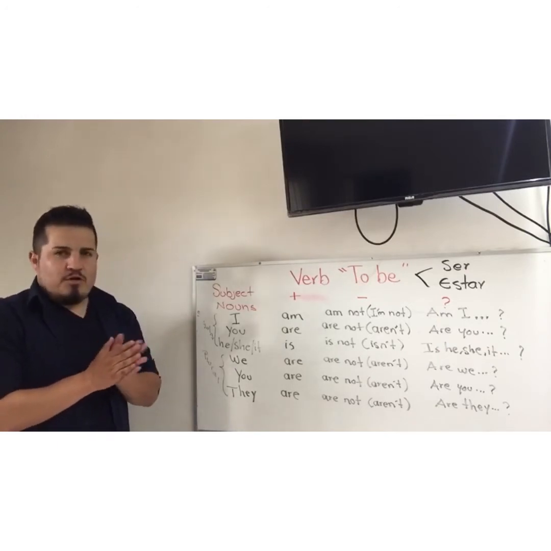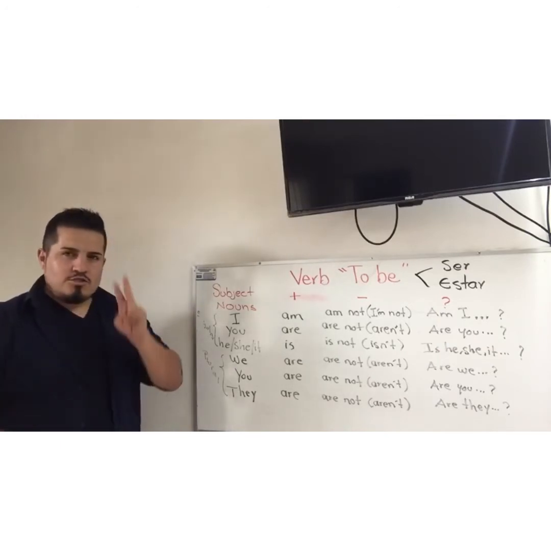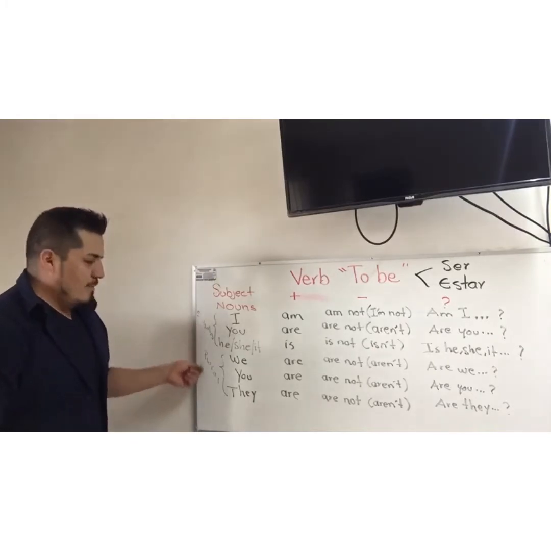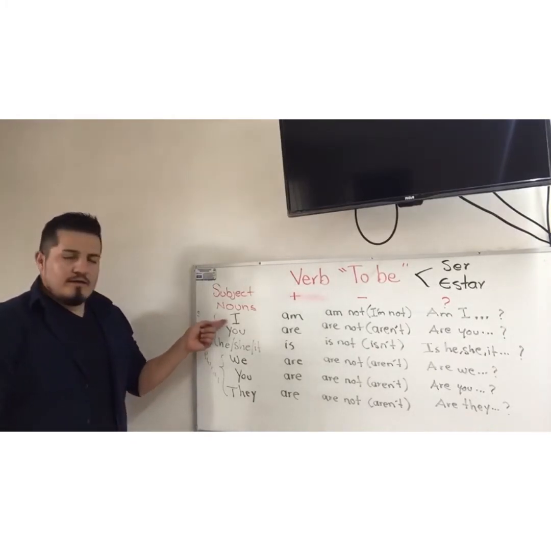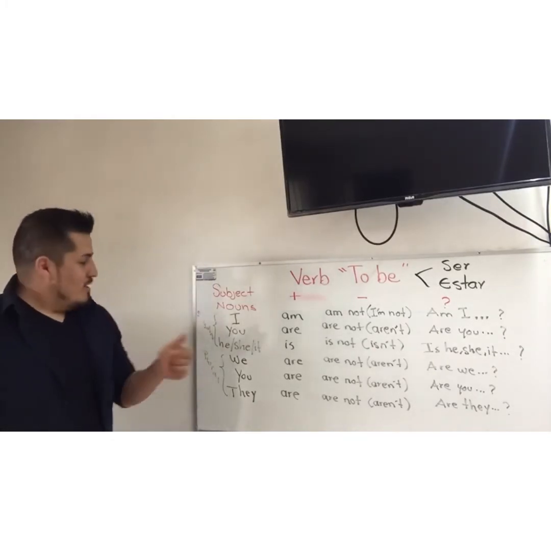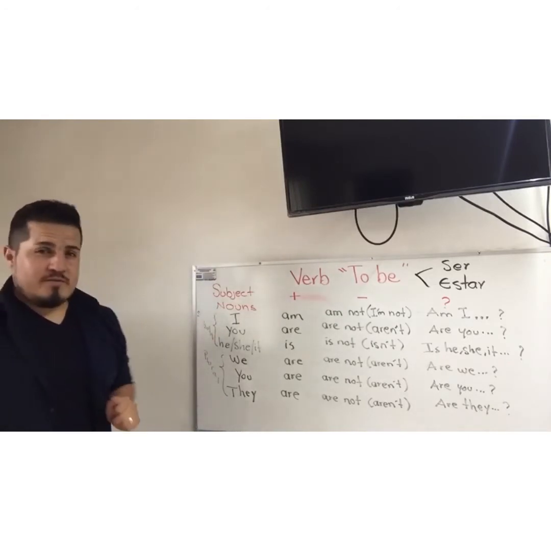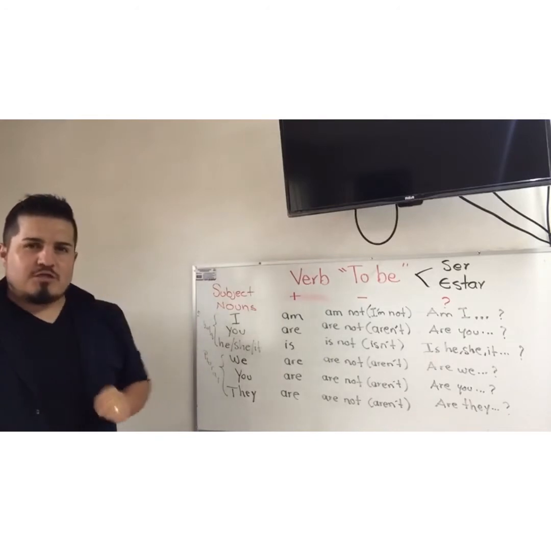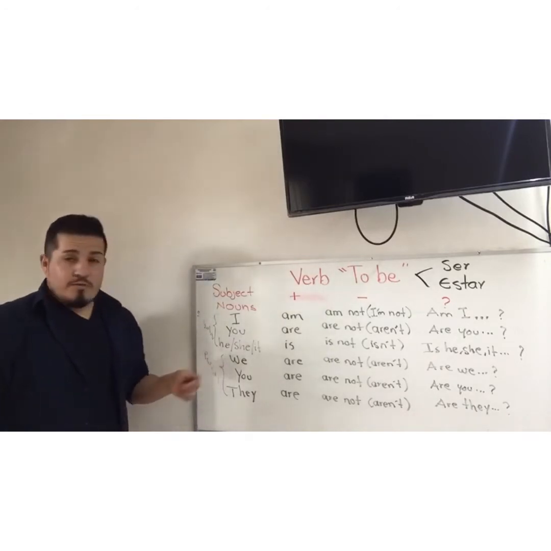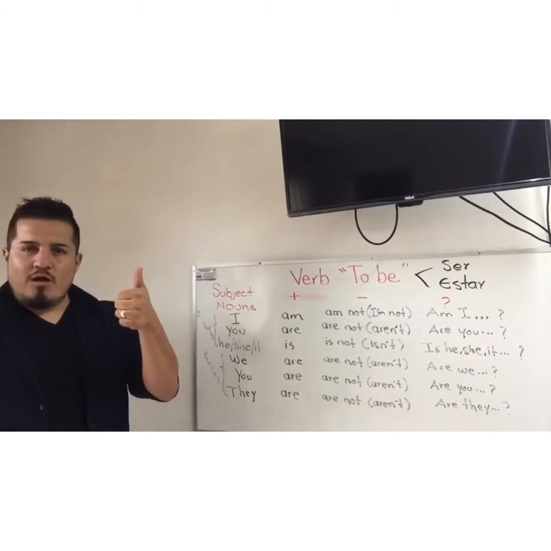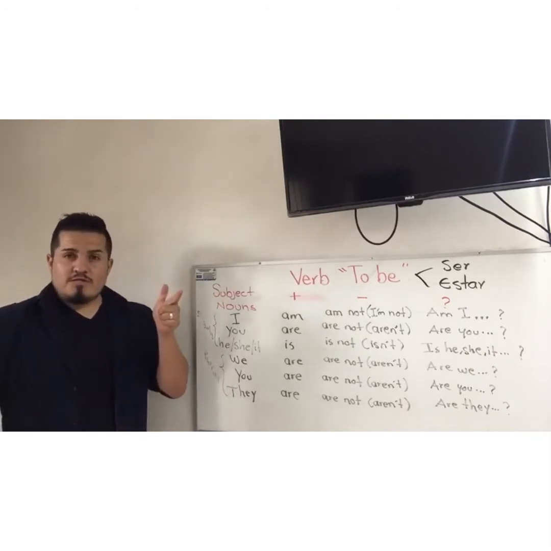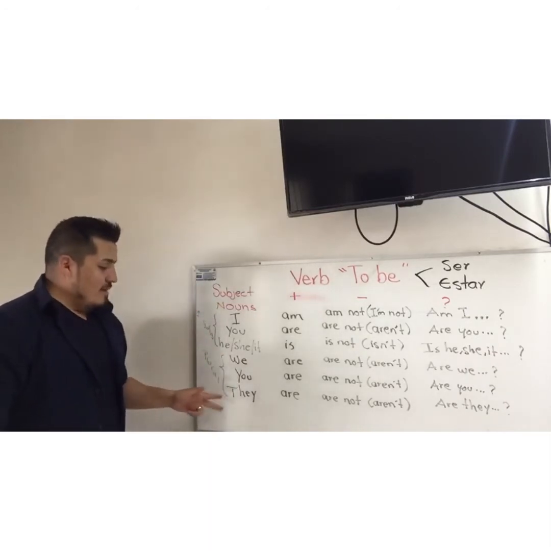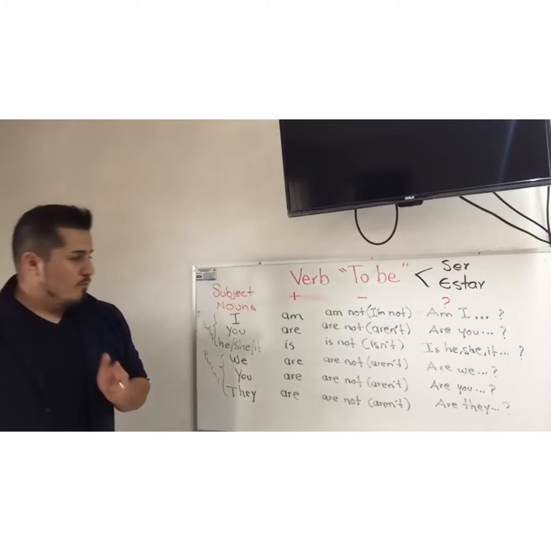The personal pronouns are going to be divided as well into groups, singular and plural. So we have I, the first person of the singular, you, the second person of the singular, and very important, he, she, it is the third person of the singular. We is the first person of the plural, you is the second person of the plural, and they is the third person of the plural.